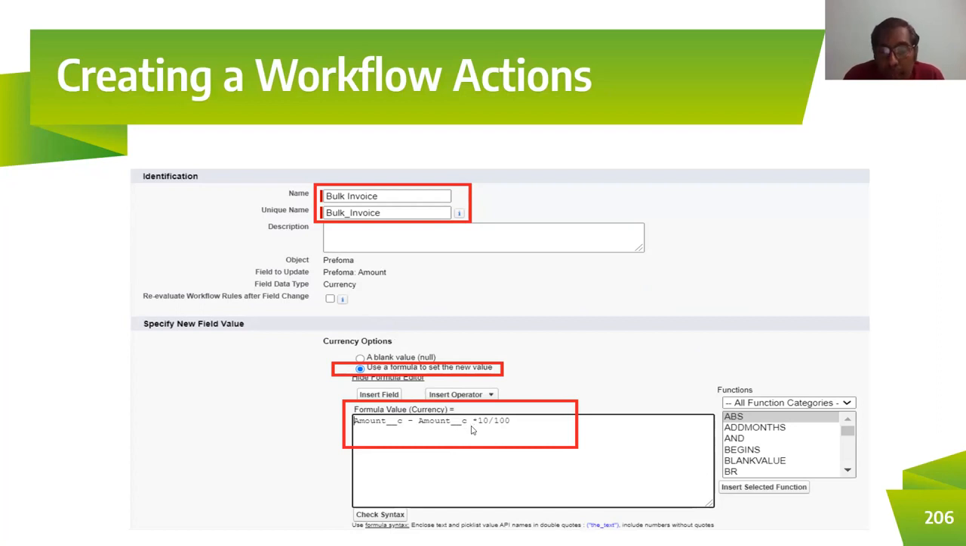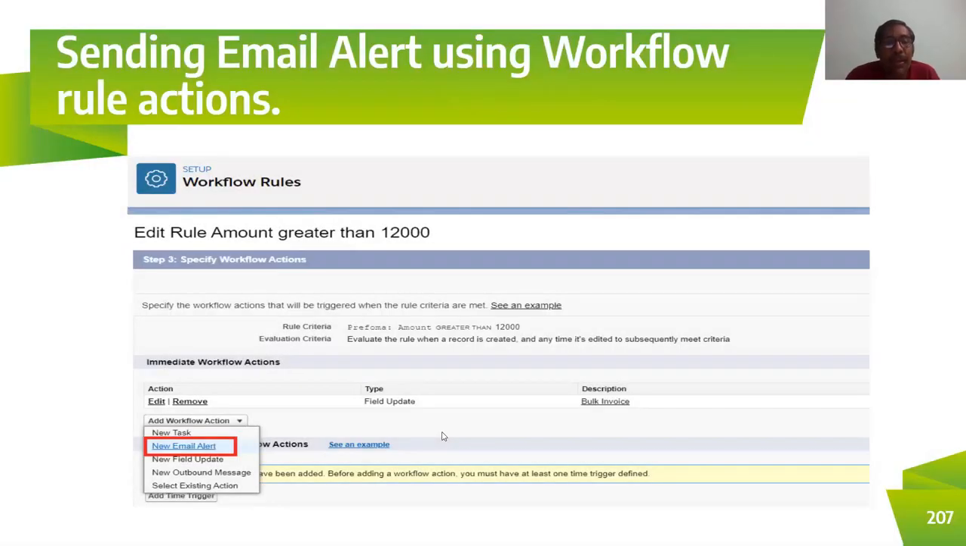So I'm going to give a 10% discount. It's going to be 12,000. A bulk invoice is going to be more than 12,000, so I'm going to give the discount. I'm calculating the discount, and I'm going to check the syntax. When the syntax is done, we proceed.